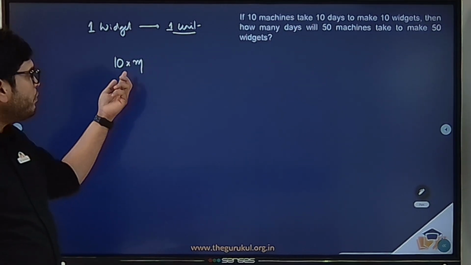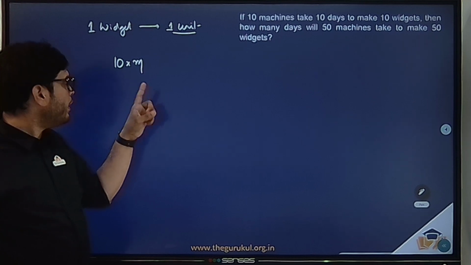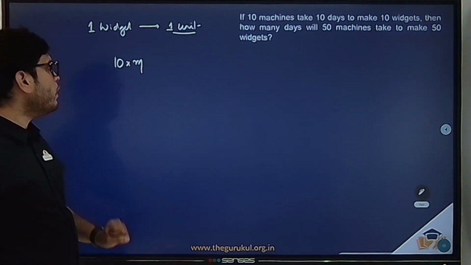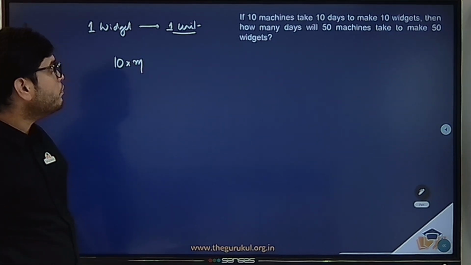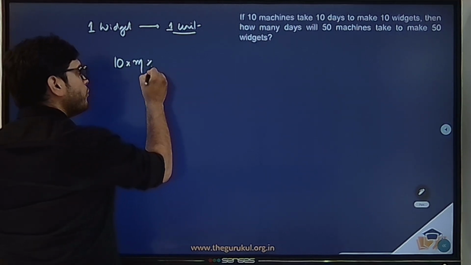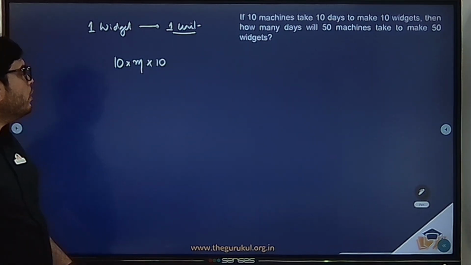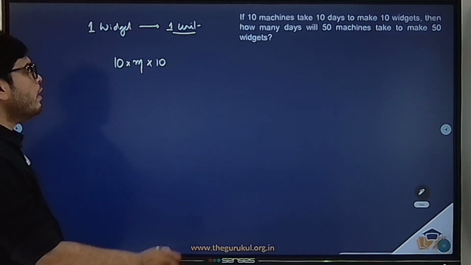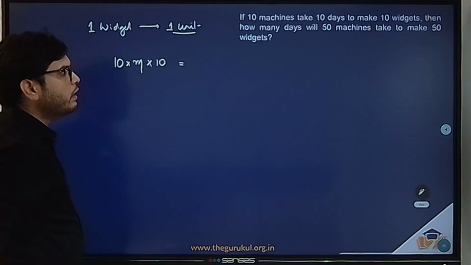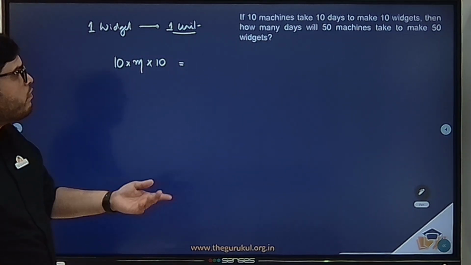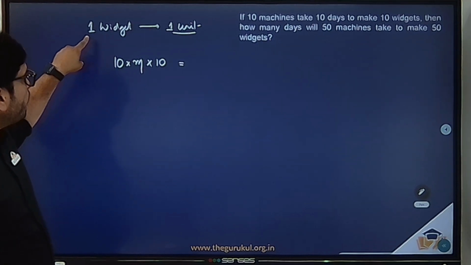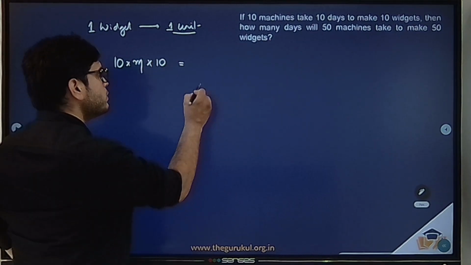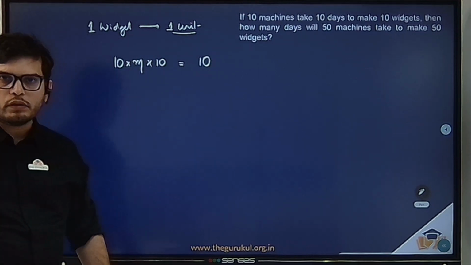Right. So one machine will be doing m units of work a day. So 10 machines will be doing 10m units of work. Right. And in 10 days, so they will be doing 100m units of work. Now this is equal to how much work was done. So if I assume to make one widget, 1 unit, to make 10 widgets, 10 units of work was done.